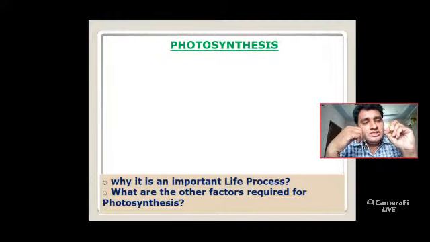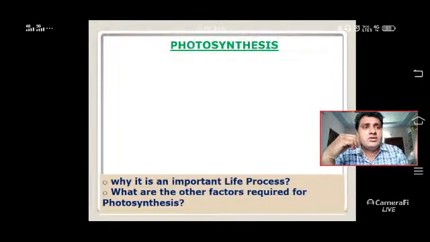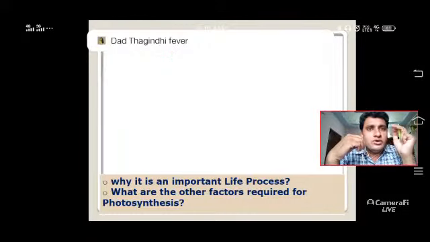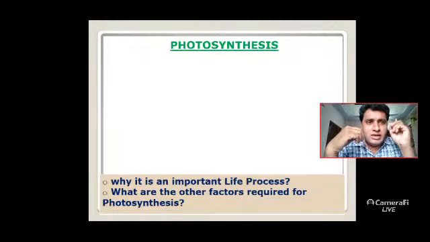Apart from that, through this process we are getting oxygen, which is very important for all living organisms. So by photosynthesis, one is food and the second is oxygen. Apart from that, fossil fuels: petrol, diesel, coal. If you ask your mind how petrol, diesel and coal are formed, you have an idea. These fossil fuels also come from plants only.